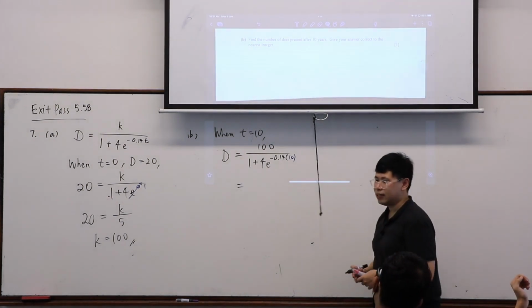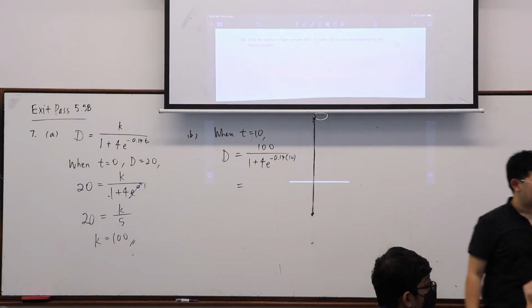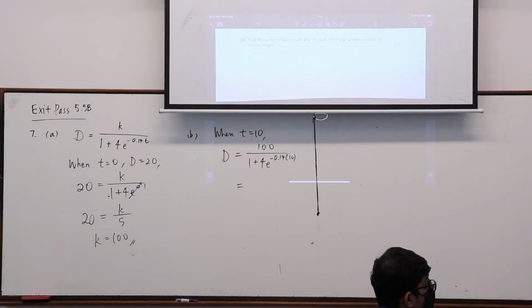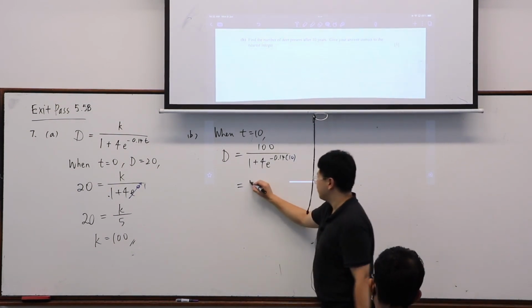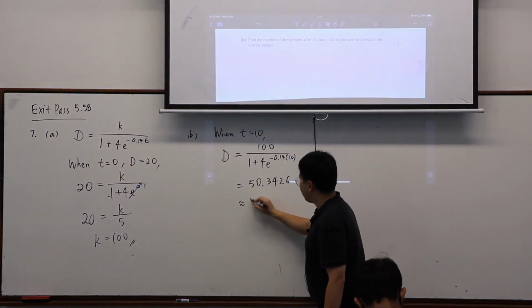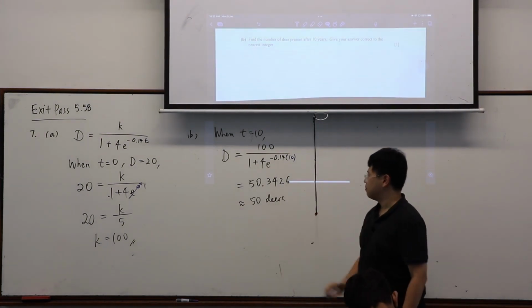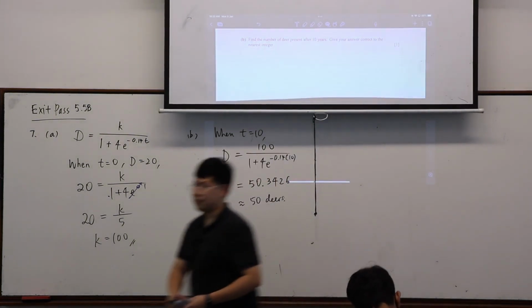So what does the calculator say? 50.3426. So roughly 50 deer, to the nearest integer.